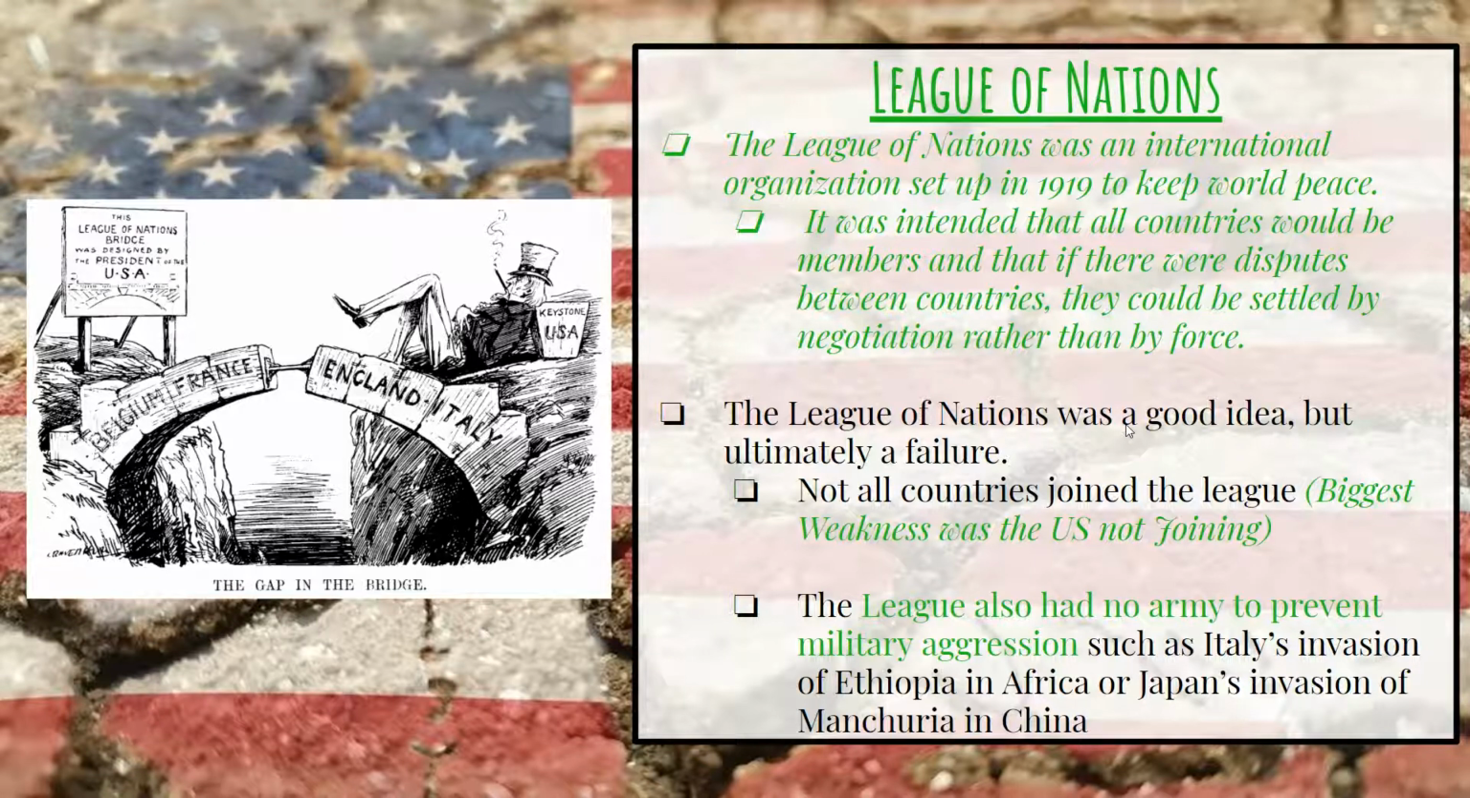So the League of Nations was an international organization set up in 1919 to keep world peace. It was intended that all countries would be members and that if there were disputes between countries, they could be settled by negotiation rather than force. Well, obviously, this doesn't happen because we have another world war. So since the League of Nations had no army to prevent military aggression, okay, Italy and Hitler and Japan are going to see how far they can push the League of Nations.